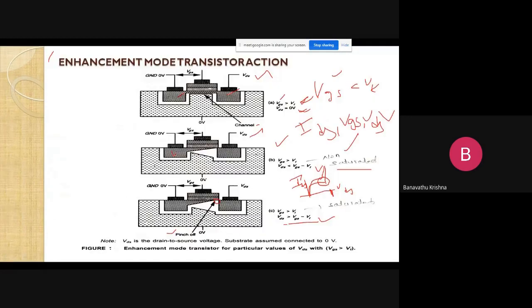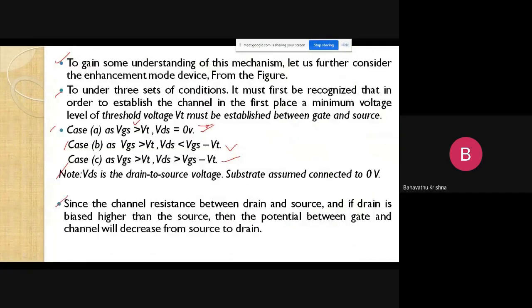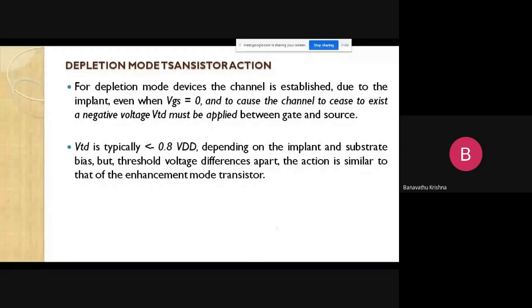The substrate is nothing but 0 volts, right? Next point: since there is channel resistance between drain and source, if the drain is biased higher than the source, then the potential between gate and channel will decrease from the source to the drain region. Due to this effect, the pinch-off region will occur across the channel between source and drain region, right? And next one, depletion mode transistor action.